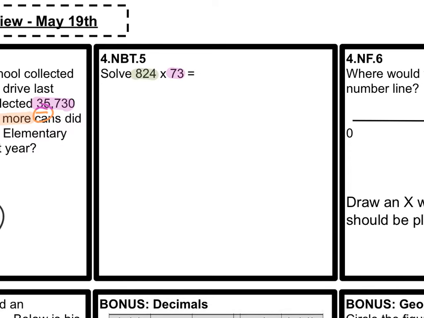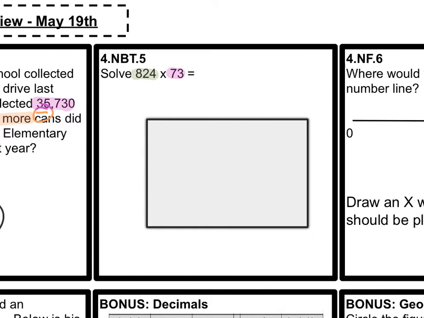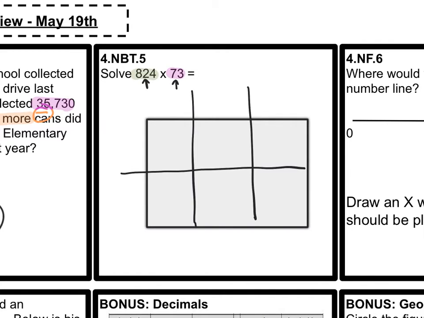Okay, this next one, because this math problem is a triple digit, meaning 3 numbers, by double digit, meaning 2 numbers, we're going to go ahead and solve this using the area model. So I'm going to make a, oops, not a circle, that's not good. Let's make a square. With my square, I'm going to divide it up into 3 for this number right here, and then 2 for this number right here, and I'm going to split them apart into 800 and 20 and 4. I'm going to split up 73 into 70 and 3.